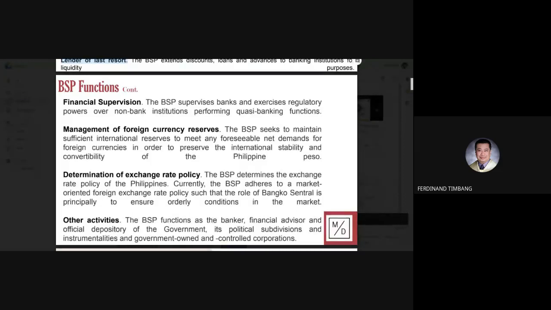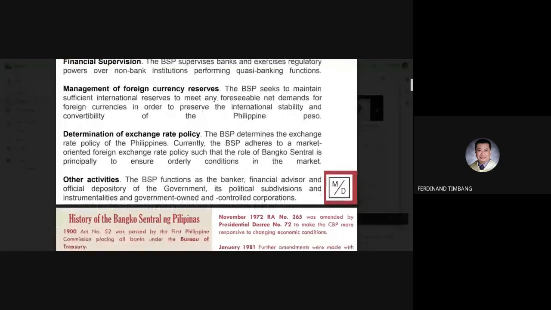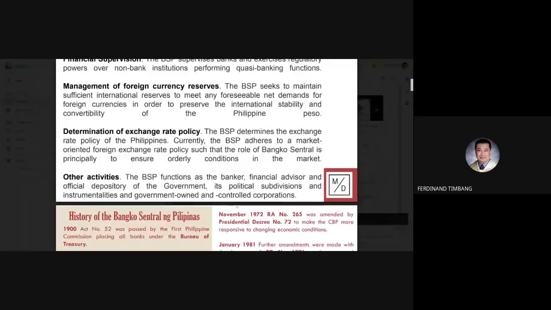na reserves. And then other activities, the BSP functions as the banker, financial advisor, and official depository of the government, its political subdivisions and instrumentalities and government-owned and controlled corporations. So bangko pa rin siya, no? Pero ito other activities na lang niya o other functions.